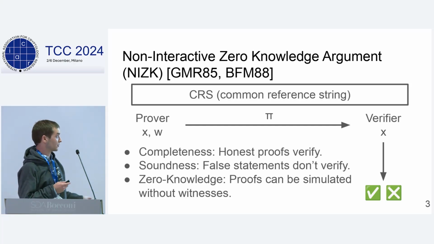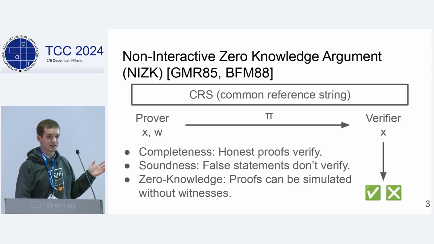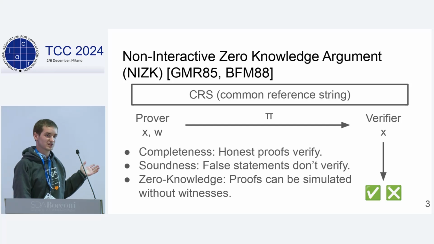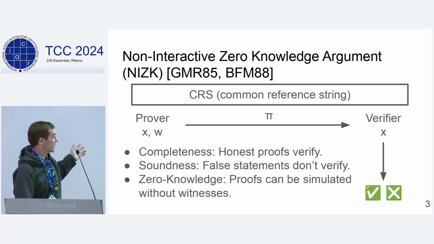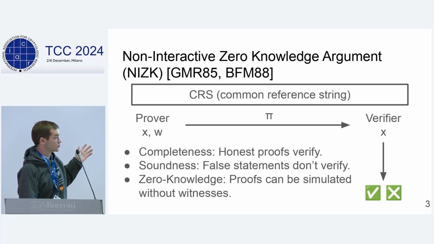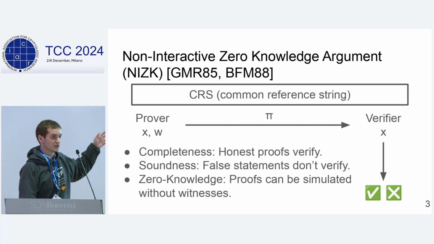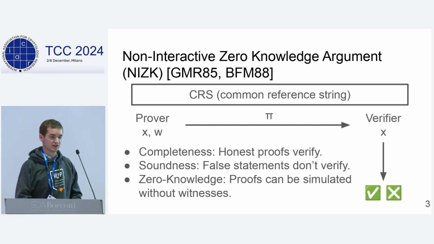And so we want three main properties for this object. We want completeness, that any honestly generated proof should be accepted by the verifier. Soundness, which says that any statement not in the language should not be accepted by the verifier. And zero knowledge, which says that the verifier can generate its own CRS and proof without knowing a witness that looks like an honest CRS and proof.